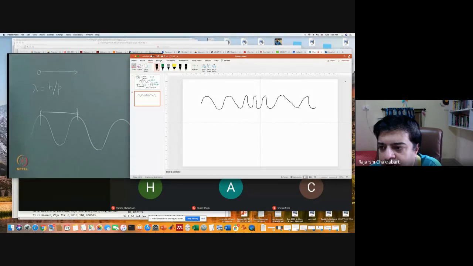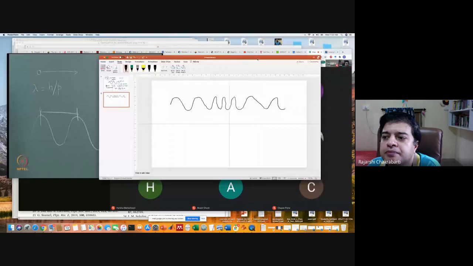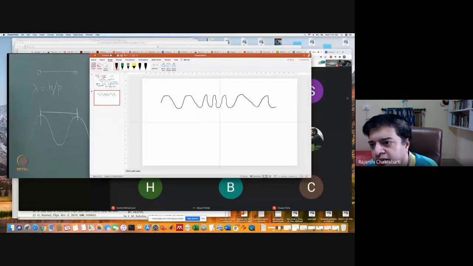Any other thought? Vijaya, are you there? Vijaya Pathak, are you there? Yes, sir. Anything you want to comment that this wave does not have a well-defined wavelength lambda? Are you convinced?